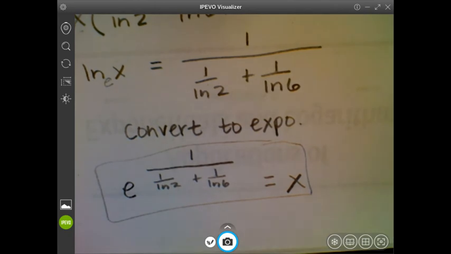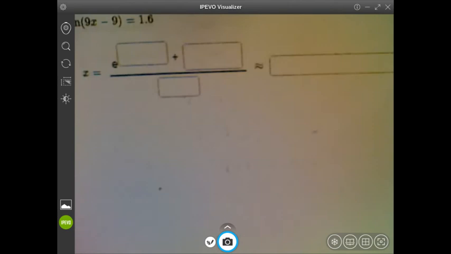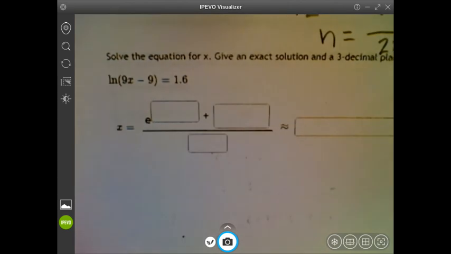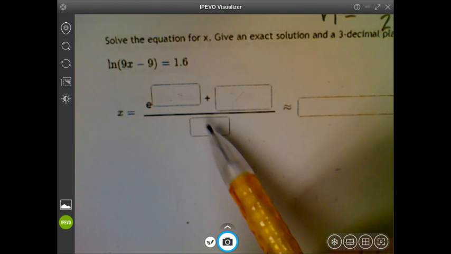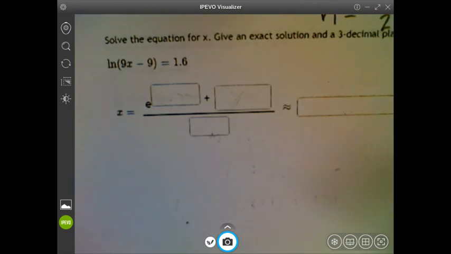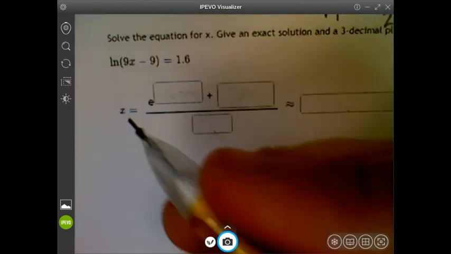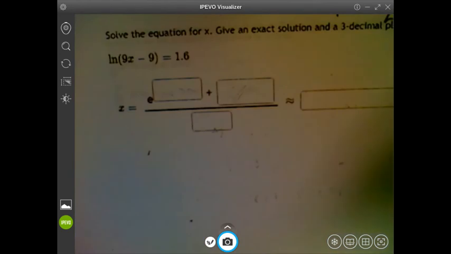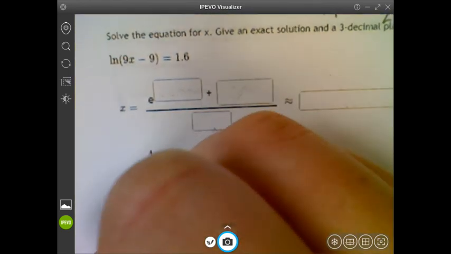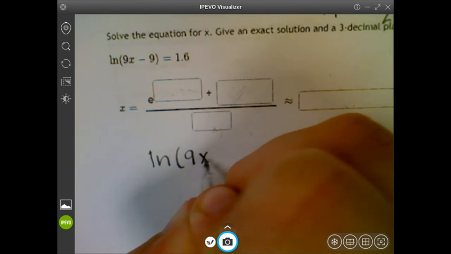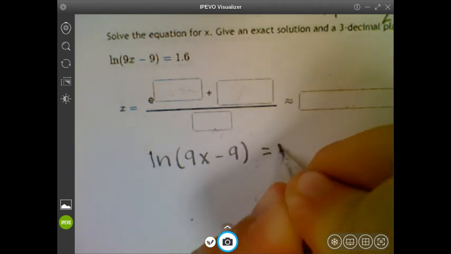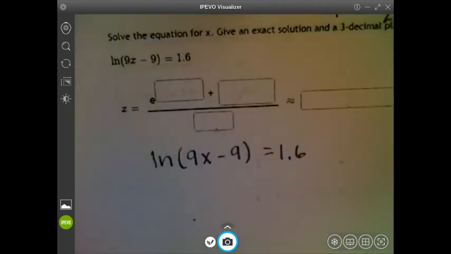All right, last question for this section. It says solve the equation for x, give an exact solution, and a 3 decimal approximation. So exact solution first, and that's what they want here is they want to know what numbers go here for the exact solution, and then here we'll put our approximation. All right, so my equation is the ln 9x minus 9 equal to 1.6.